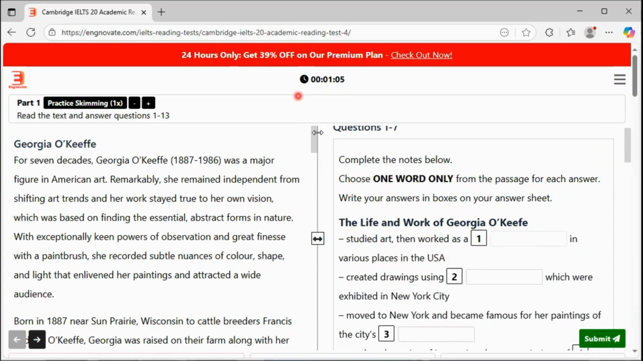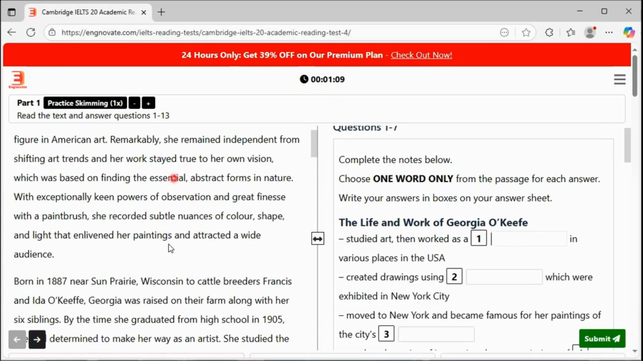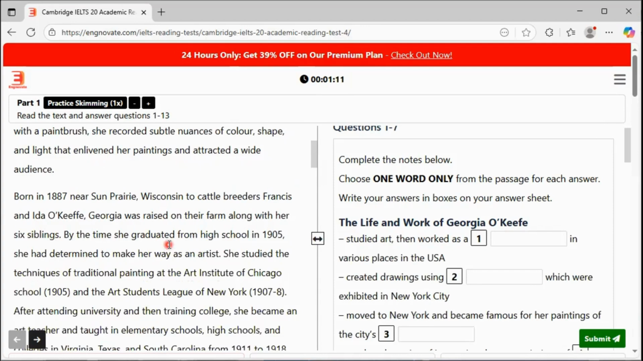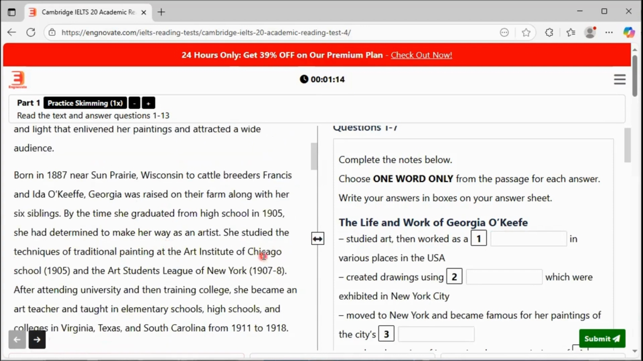So I'm looking at the passage now. I can't see anything like USA in the first paragraph. In the second paragraph, I can see Chicago. Chicago is in USA. New York is in USA. So let me just focus here. She studied the technique of traditional painting at the Art Institute of Chicago. Studied art, then worked as a dash. Worked as, that's another keyword. After attending university and training college, she became an art teacher. That's it. Worked as a teacher.